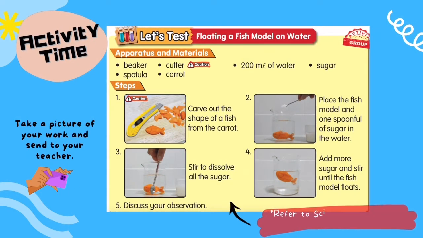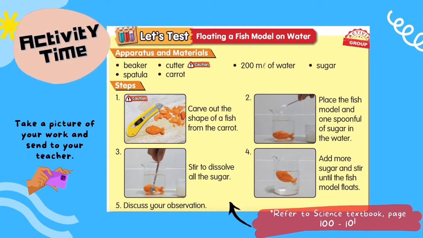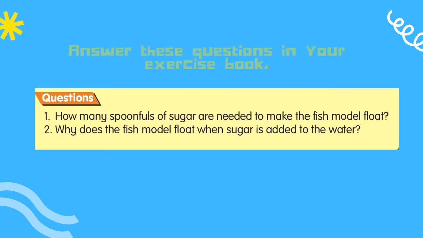So let's do this activity, floating a fish model on water. You can refer to your science textbook page 100 to 101. And you can use all the things that you have at home. All you need are water, sugar, carrot, and cutter. Don't forget to take pictures of your work and send it to your teacher.